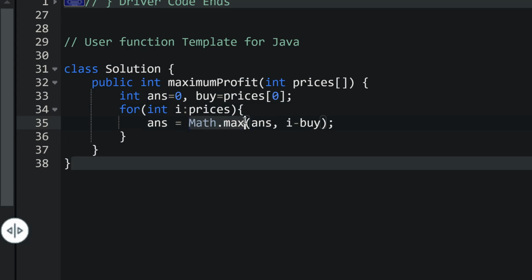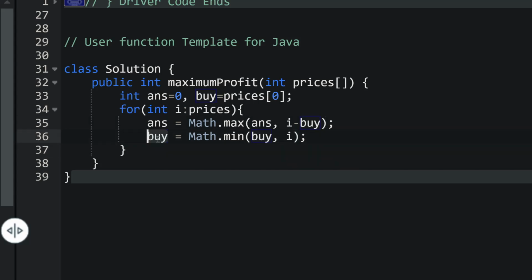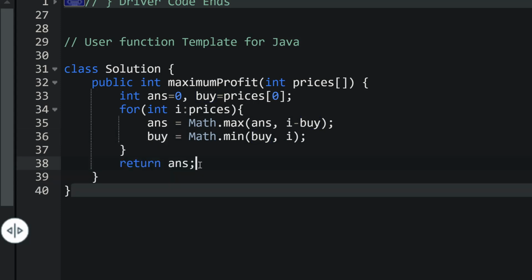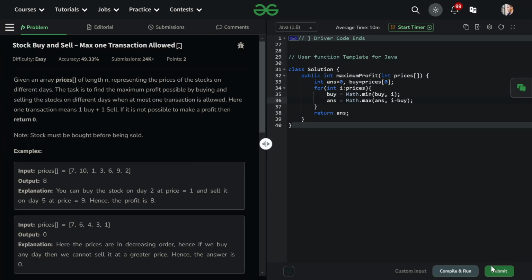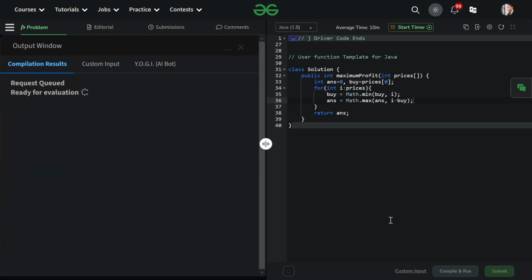So the answer will be the maximum of what is already in the answer, or we sell at the current value and buy the stock before. So then we try to buy the stock at the minimum possible value. So that's about the code, and then we have the answer. So this will work. You can also buy before, so this will also work. So let's give it a try. And let's talk about time and space complexity.